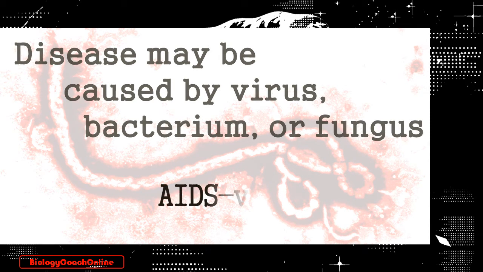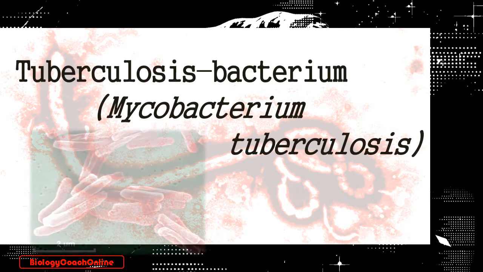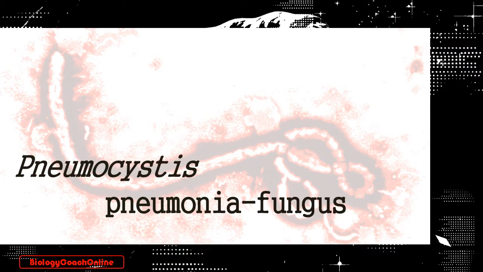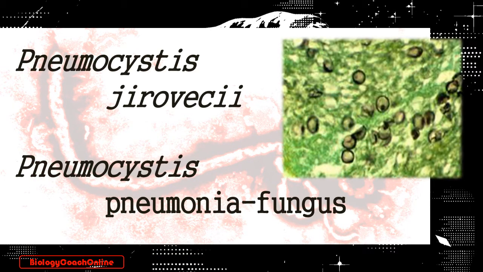So, for example, you're all familiar with AIDS, the acquired immune deficiency syndrome. AIDS is caused by a virus, the human immunodeficiency virus, or HIV. Tuberculosis, on the other hand, is caused by a bacterium, Mycobacterium tuberculosis. On the other hand, pneumocystis pneumonia is caused by a fungus, Pneumocystis jirovecii.